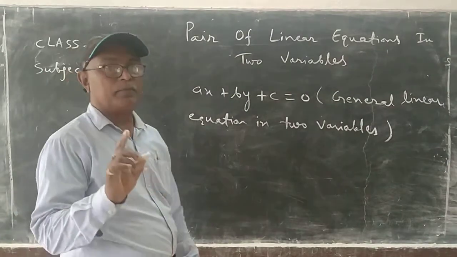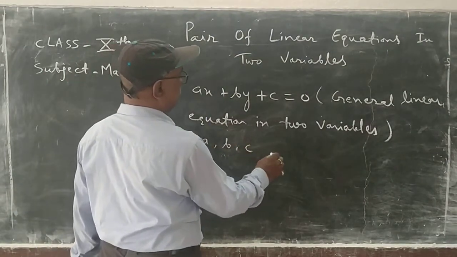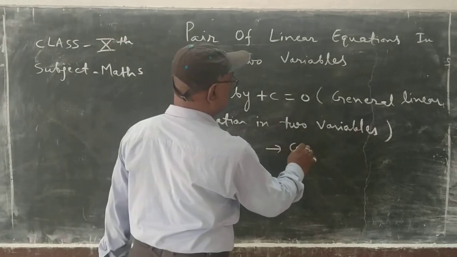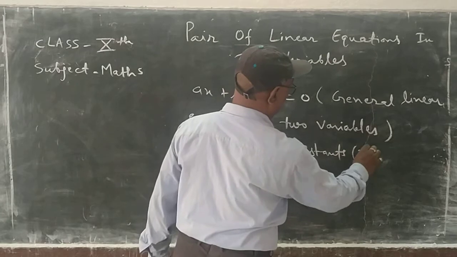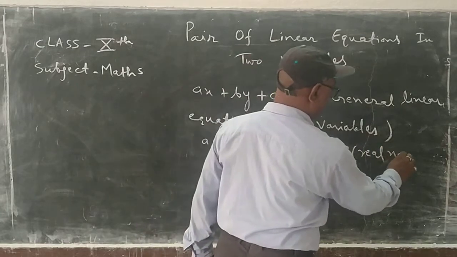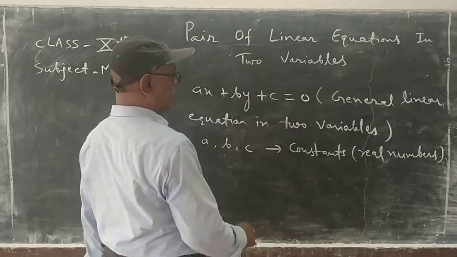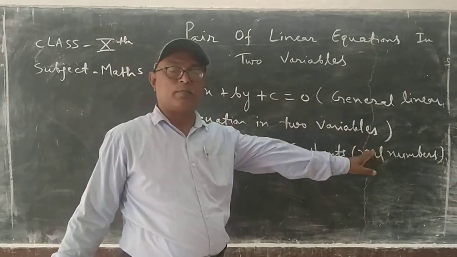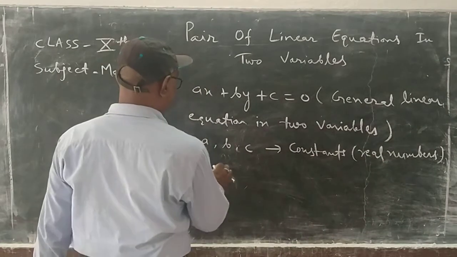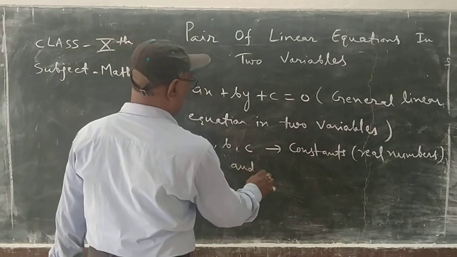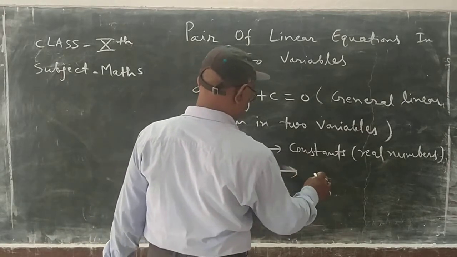In two variables, x and y. Here, a, b, and c are constants, and they are real. Generally, constants are taken as real numbers here. And x and y are variables.